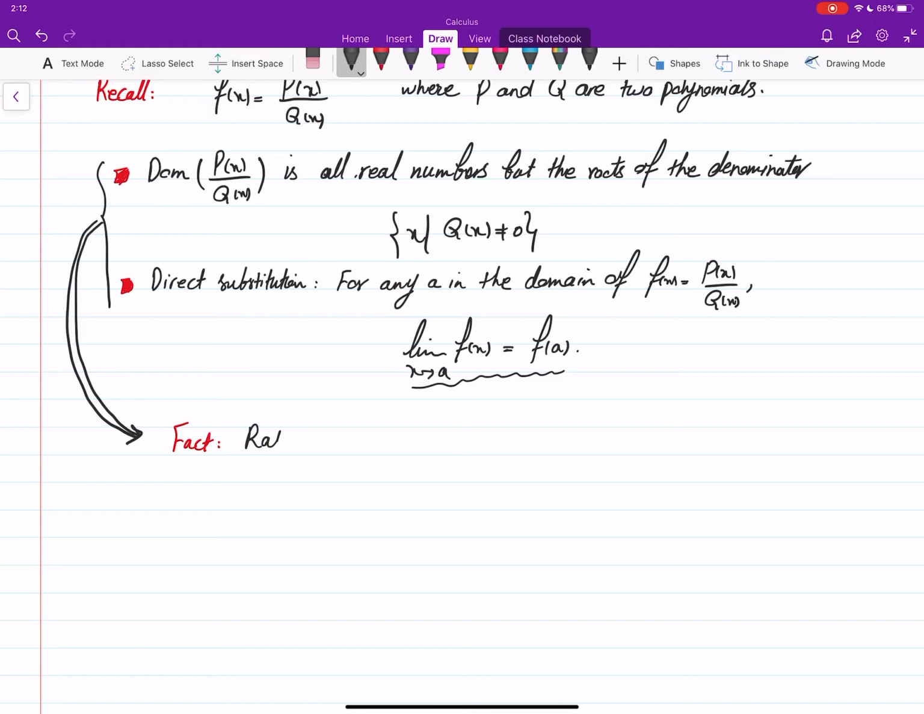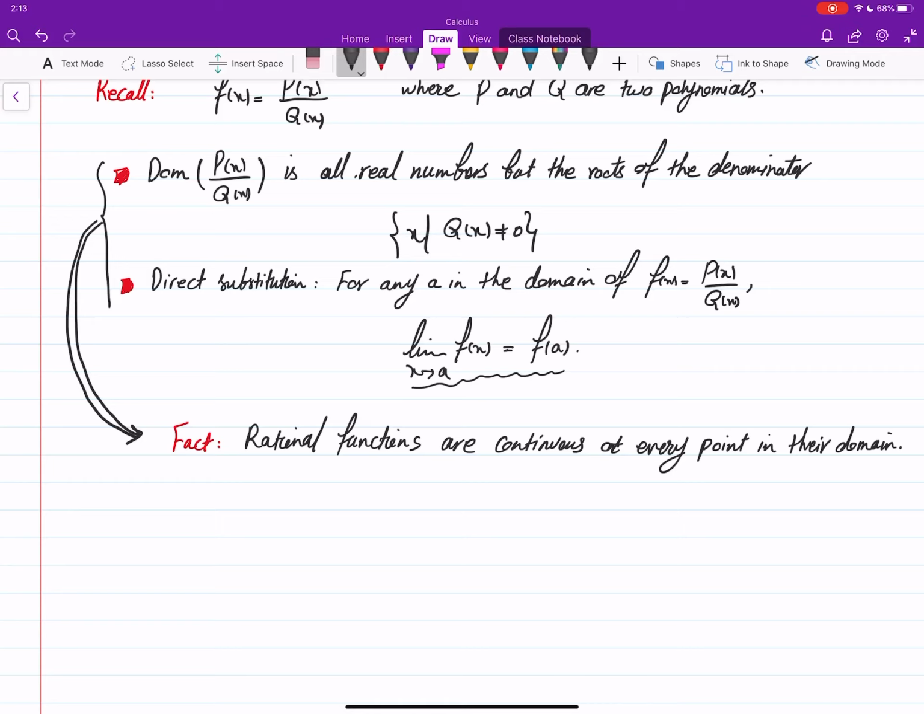Rational functions are continuous at every point in their domain. So every x you give me which is in the domain of the rational function, the function will be continuous at that point.